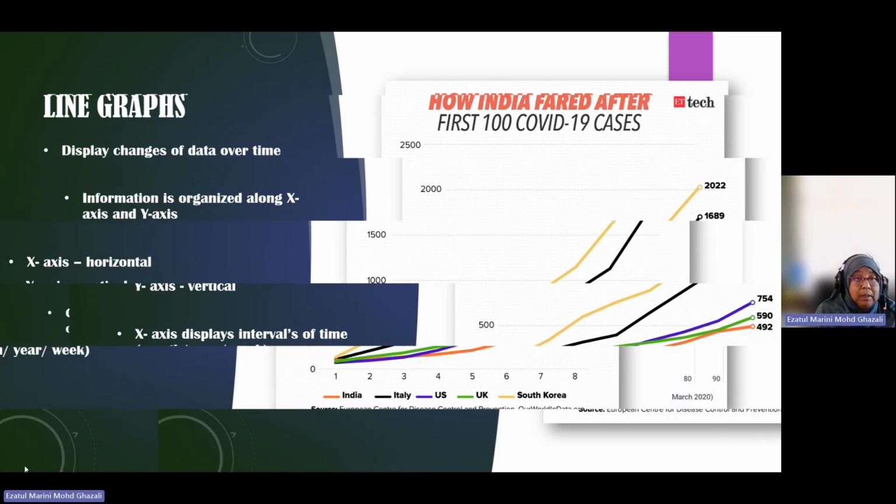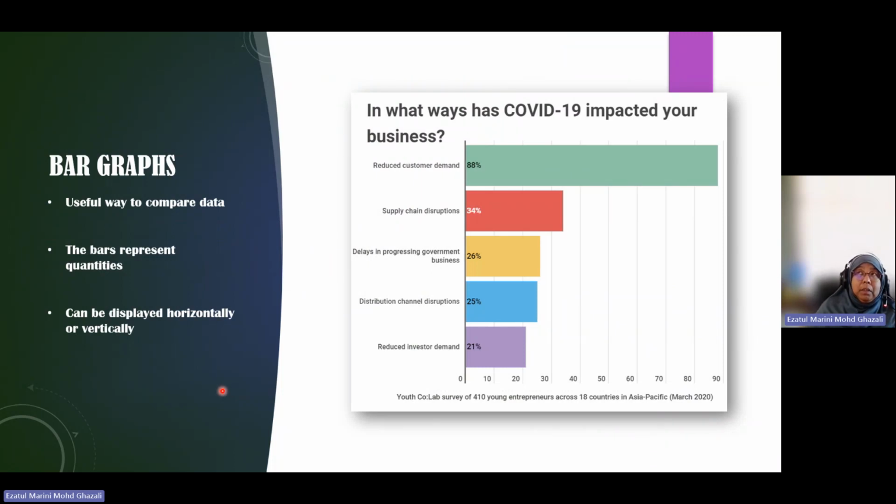Let's move on to the next one. Okay, bar graph. A bar graph is actually a useful way to compare data, and the bars represent the quantities. It can be displayed horizontally or vertically. In this case, this graph is displayed in a vertical form. All right. Whereas if you turn it the other way around, it will be horizontal. All right. This one is horizontal. If you turn it the other way around, it will be vertical.